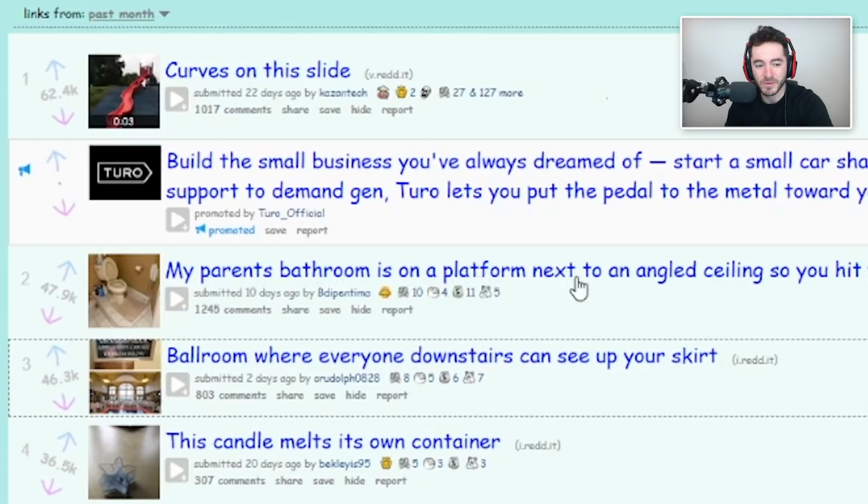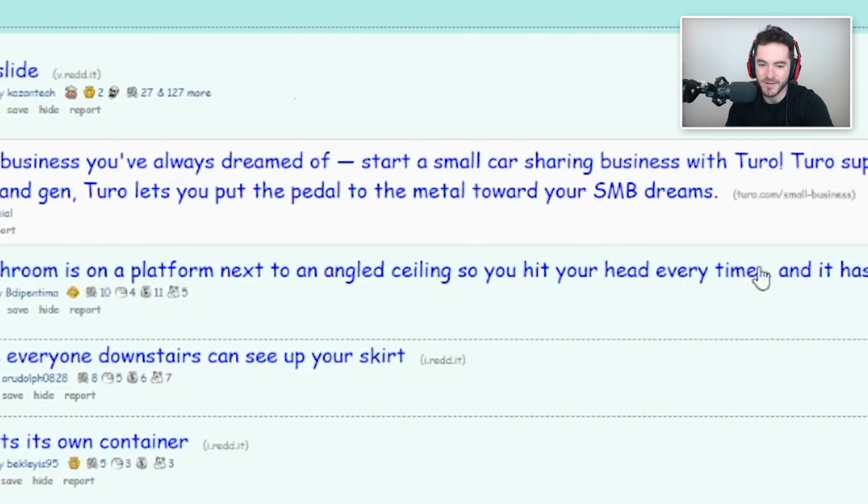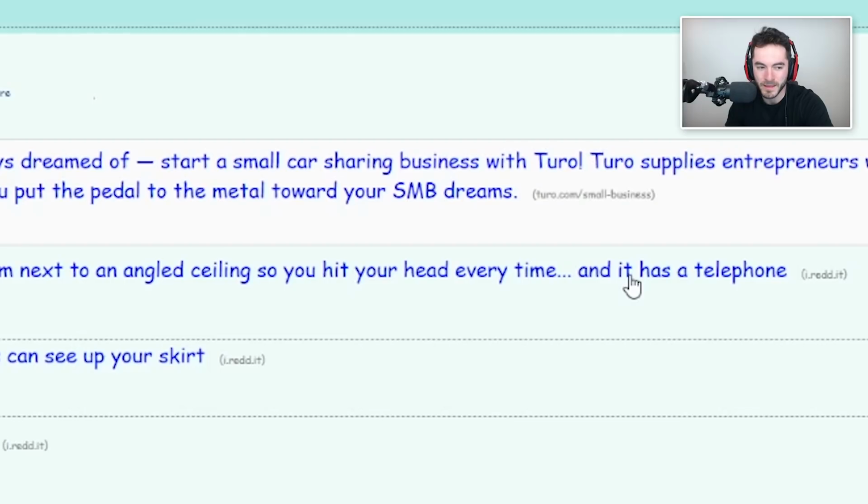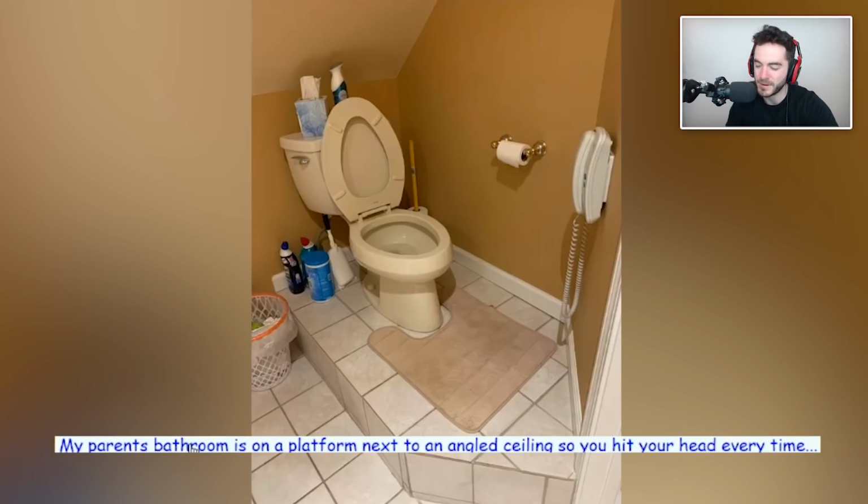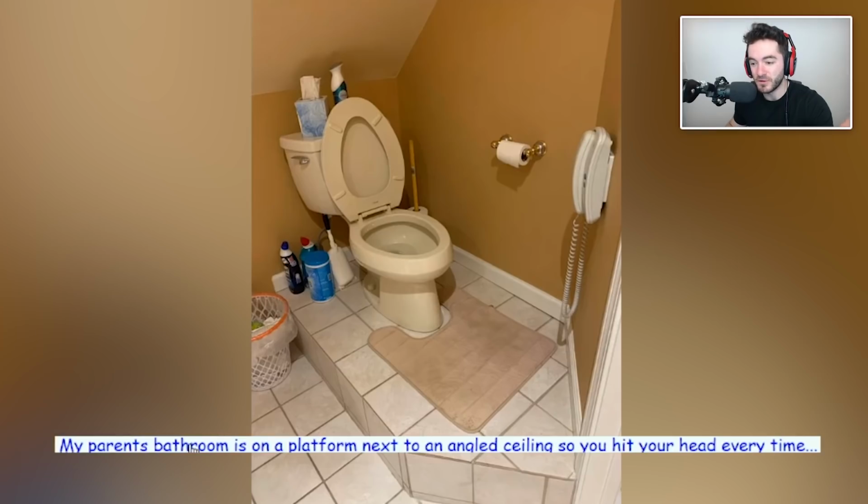My parents' bathroom is on a platform next to an angled ceiling, so you hit your head every time, and it has a telephone. Yeah, but is it made of carpet? It's not made of carpet. It's not as bad as it could be, okay? The last one, way worse. Hey, my grandma had a telephone in her bathroom, all right? So that's a thing that people can have.